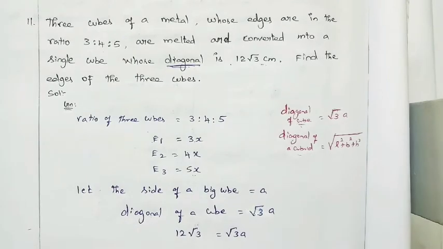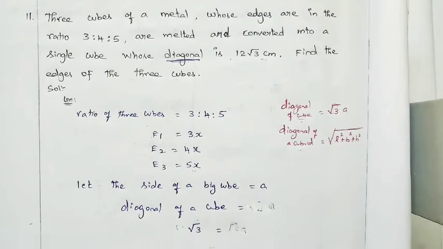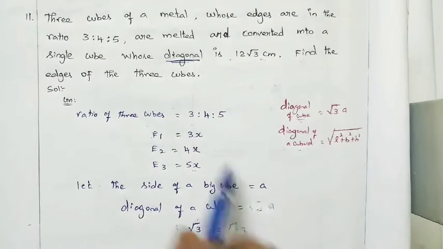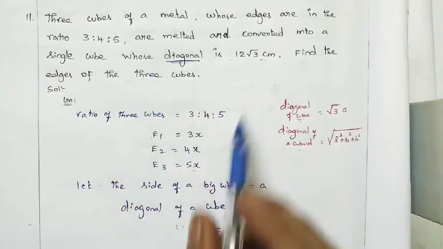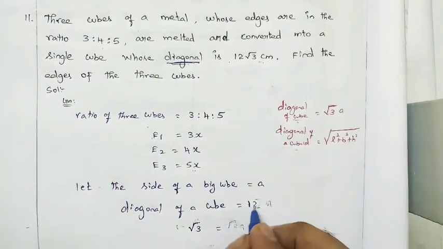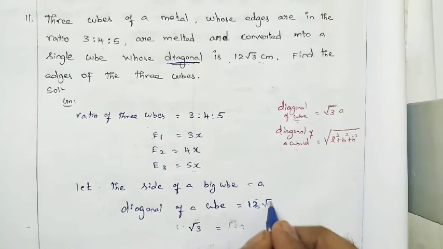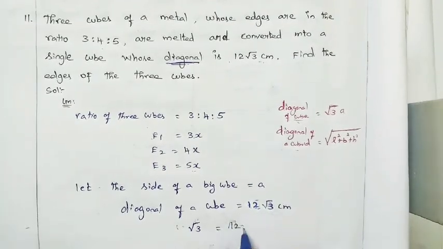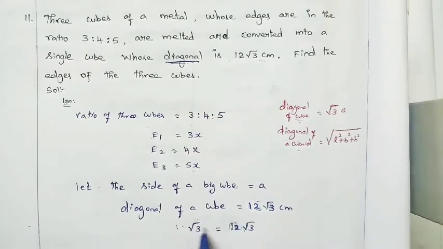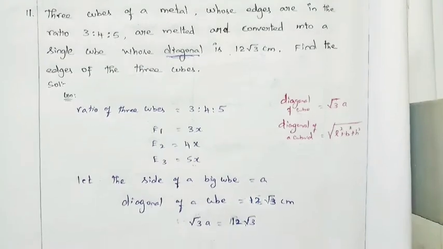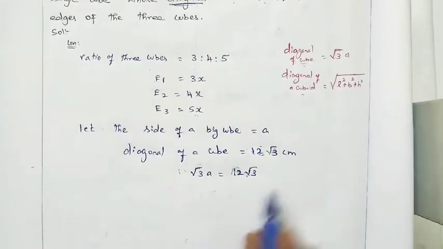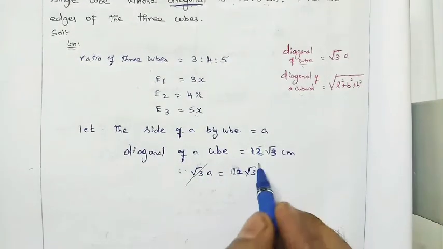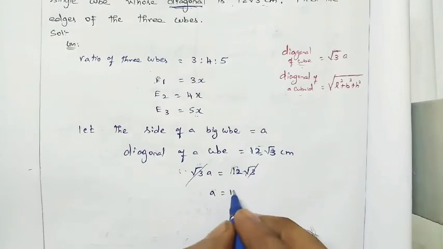Otherwise we can write it in this form: the diagonal of a cube is nothing but, what is given? The diagonal of the big cube is nothing but 12 root 3 centimeter. Already we know that the diagonal of a cube is nothing but root 3a. Root 3a is equal to 12 root 3, right? So root 3 will get cancelled. So a is equal to 12 centimeter.